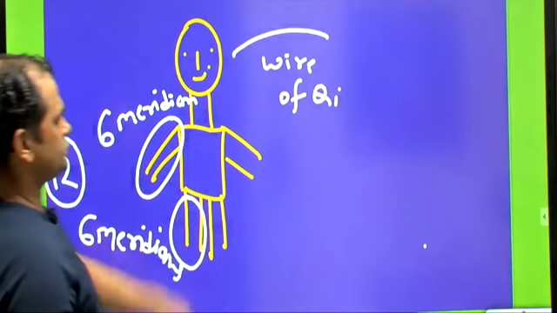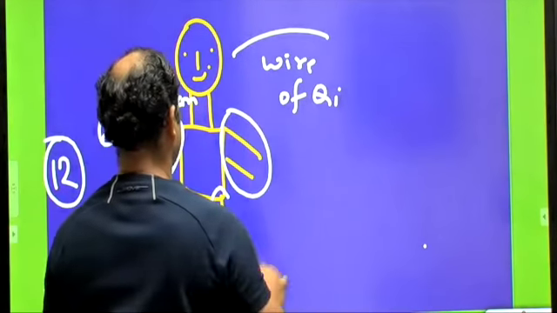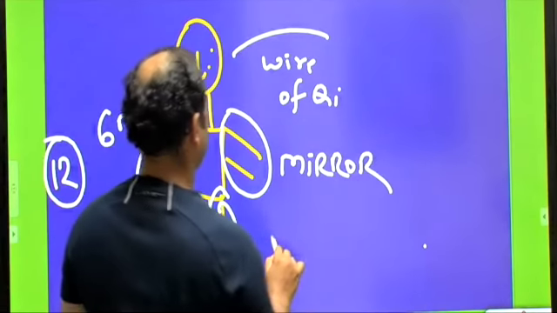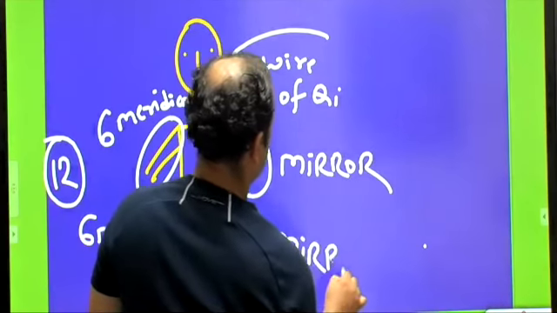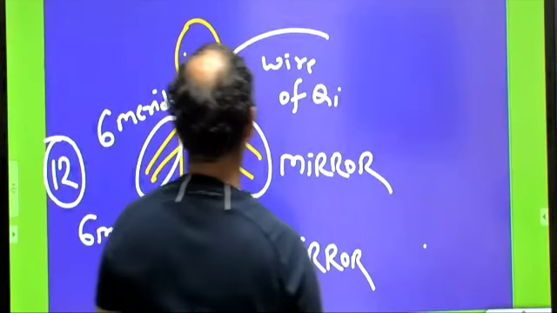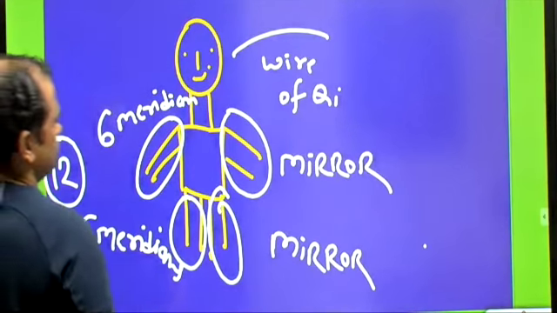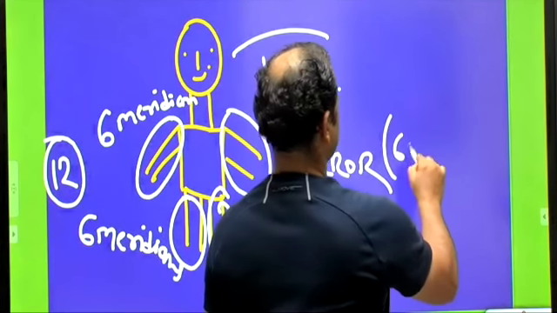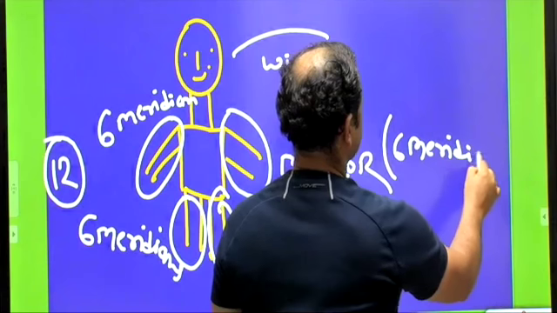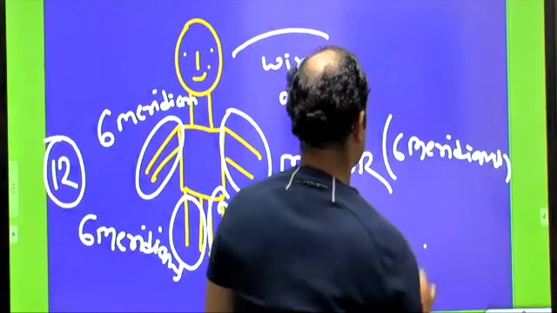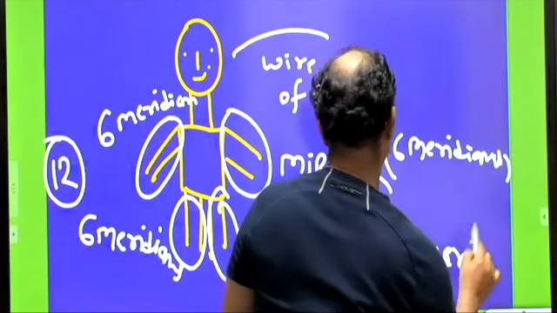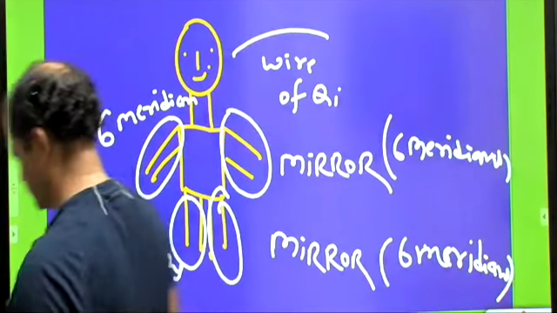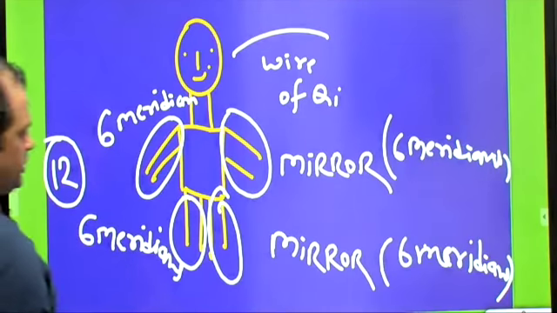Same on the other side, the mirror image on the other side. On the other side, the meridians will flow like a mirror image. The 6 meridians in the right arm, the same 6 meridians in the left arm, and the 6 meridians in the left leg. So we have to study all these 12 meridians.